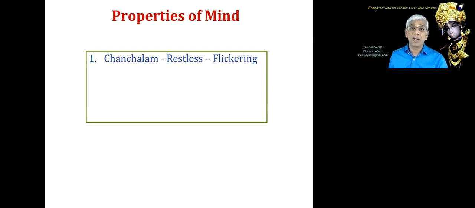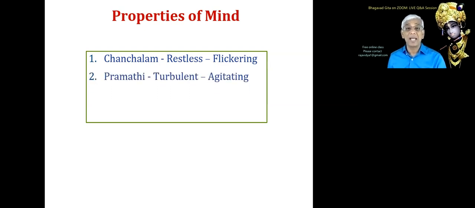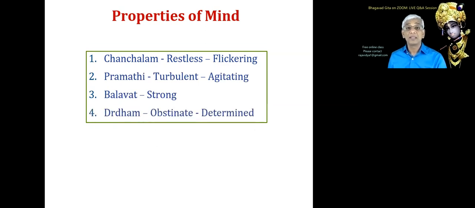Pramadi means it's turbulent. Mind is turbulent, it's agitating. And balavad, it's very strong. And dhritam, it is obstinate and determined. So it's very difficult to control the mind.